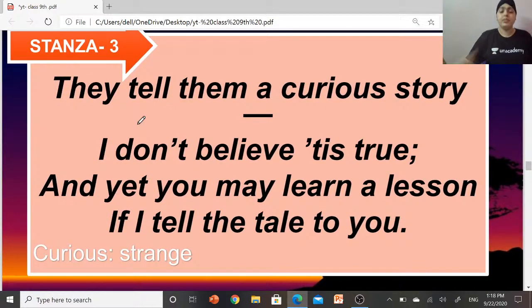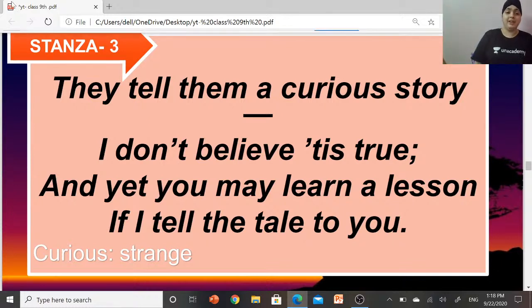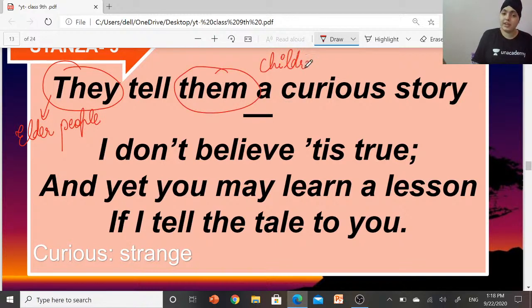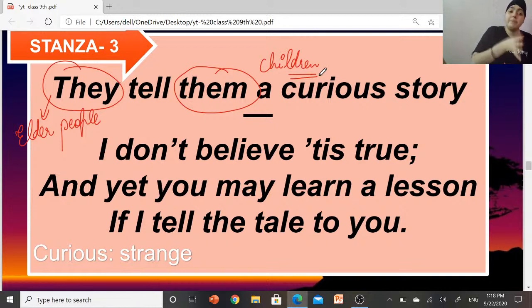Third stanza. They tell them a curious story. I do not believe it is true. And yet you may learn a lesson if I tell the tale to you. Okay, they. Who is they? They are the people, the elder people who live there. Elder people of Northland. And them are the children, living in Northland. Okay, so they tell them a curious story. So the people over there, the parents of the children, they tell them a curious story, a strange story.